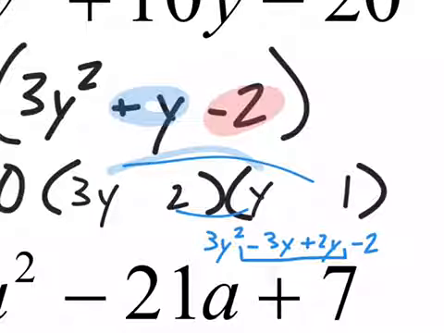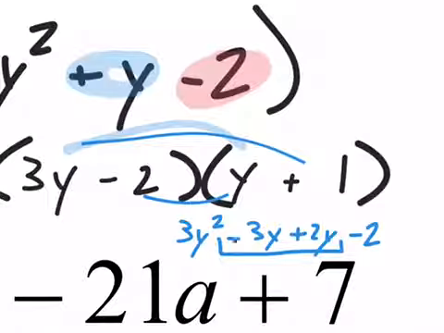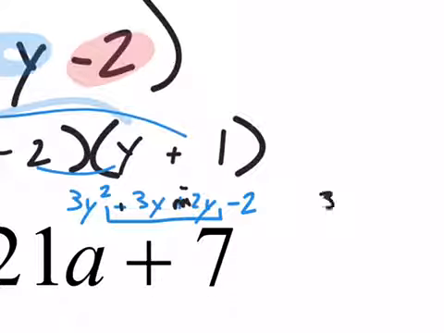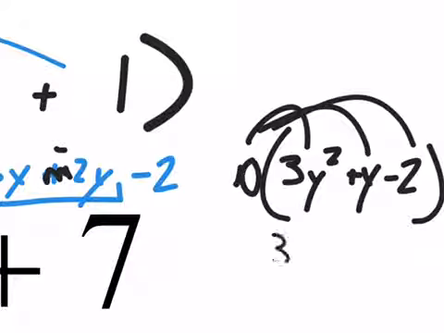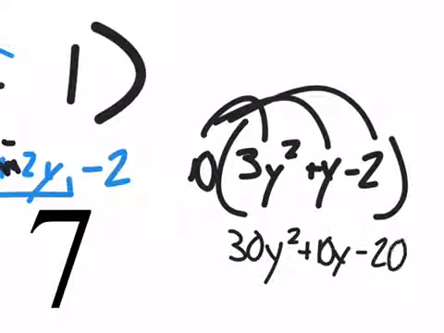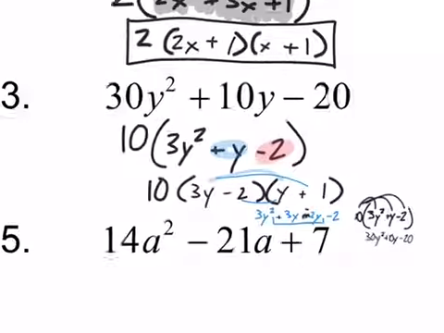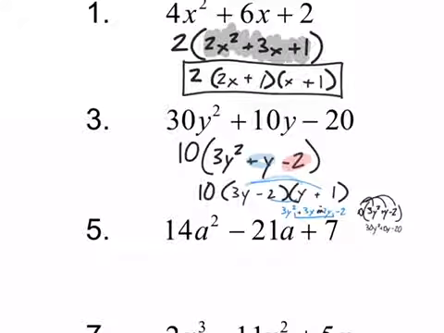All right, so now I needed this to be negative and this to be positive, which would change that to a positive, that to a negative. All of that would simplify down to 3y squared plus a y minus a 2. And then don't forget that 10 we had out front would take us back to the 30y squared plus 10y minus 20. All right, and that's back to our original statement.